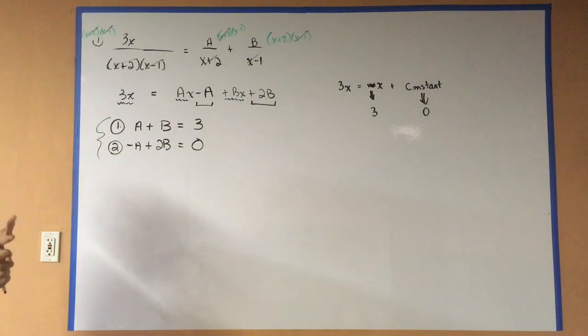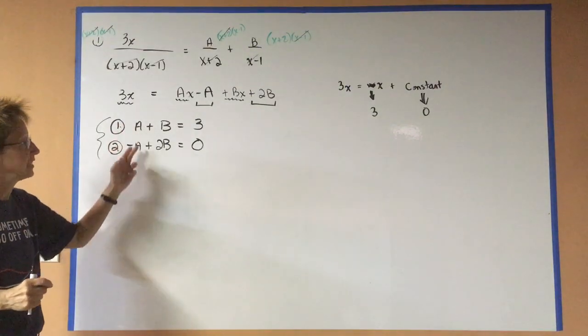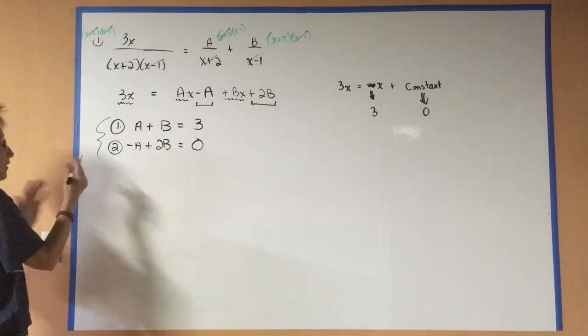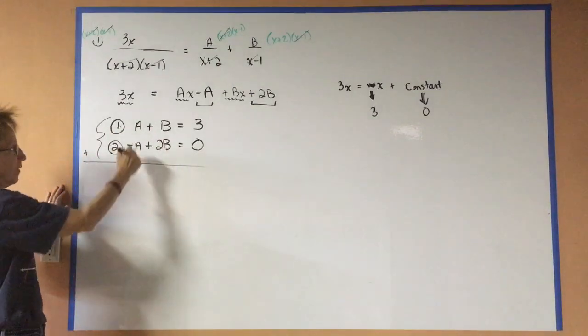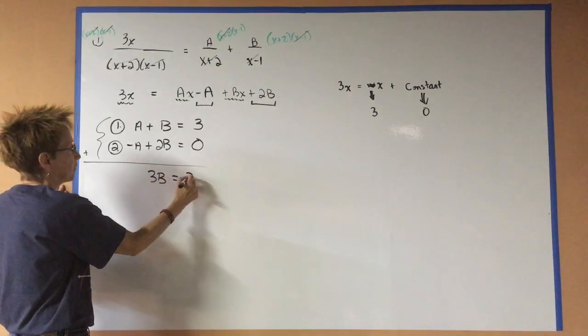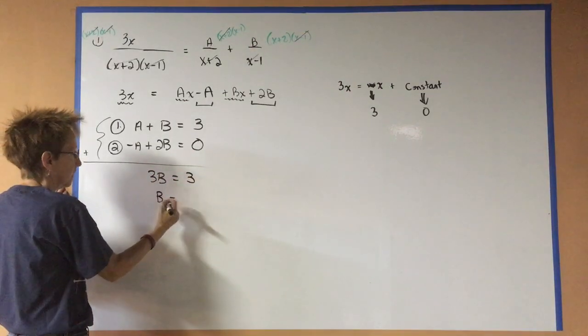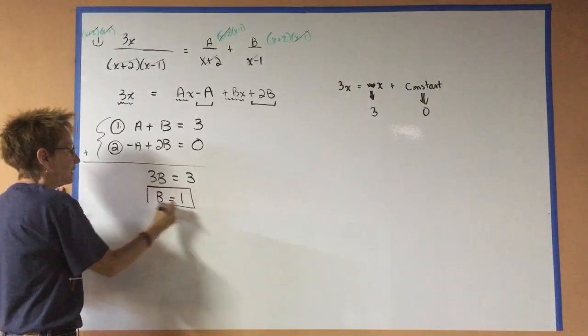2 equations, 2 unknowns. I could figure this out. And in fact, elimination, this is ready to go. So I don't have to do anything. I'm ready to do elimination on this. When I add, the a's go away. This gives me 3b equals 3, which says b, when I divide both sides by 3, I get b is equal to 1. So there's one of my answers.